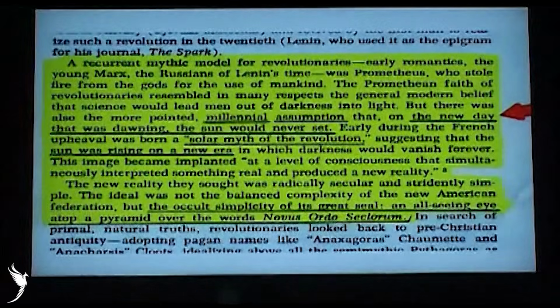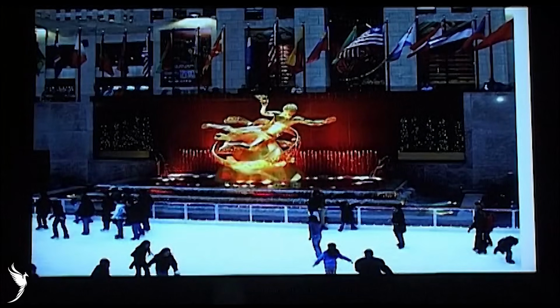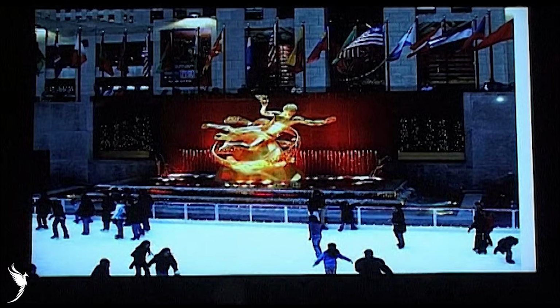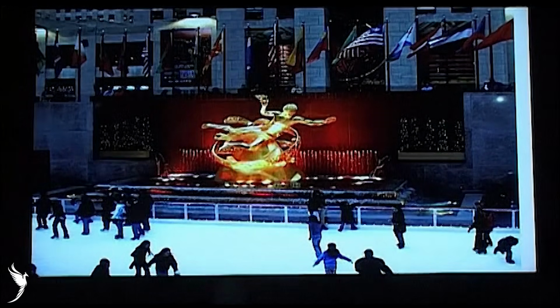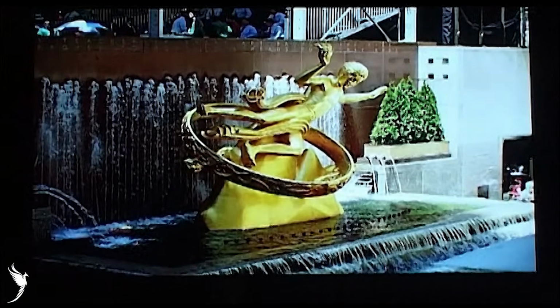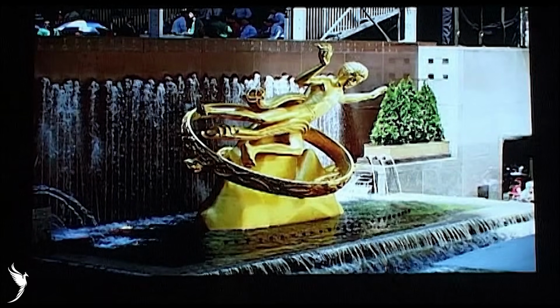I want to draw your attention to the top part again. It says a recurrent mythic model for revolutionaries, early romantics, young Karl Marx and Russians of Lenin's time was Prometheus. Well, so it is today. Still, young communists and the communist people who finance the Communist Party, the Rockefellers, still have their god Prometheus at Rockefeller Center. And the American people, New Yorkers, every day going by the Rockefeller Center, never realize what that statue actually implies. It's Prometheus who stole fire from the gods in heaven and brought down to the Illuminati intellectual, spiritual enlightenment to rule over and control the world.